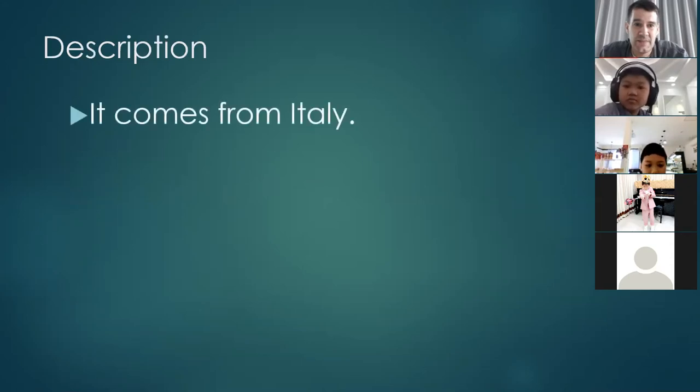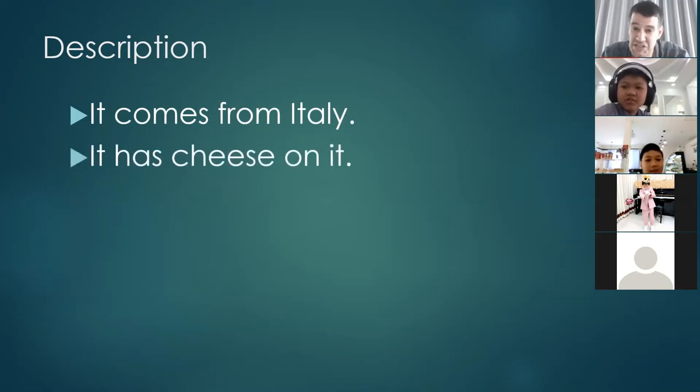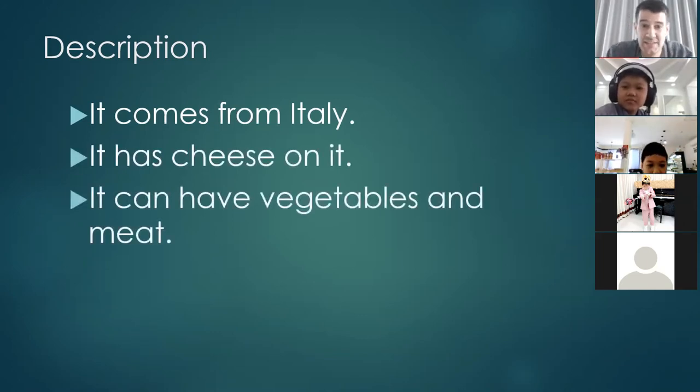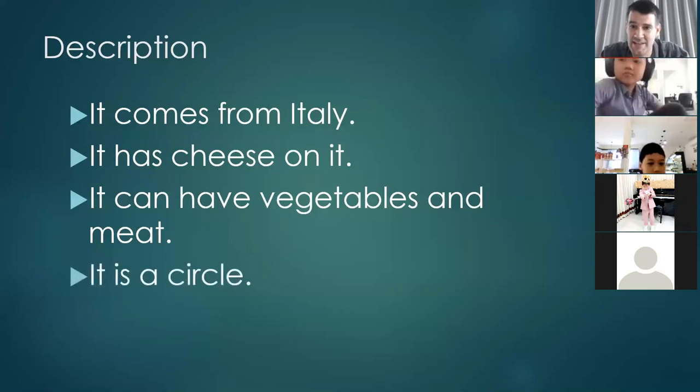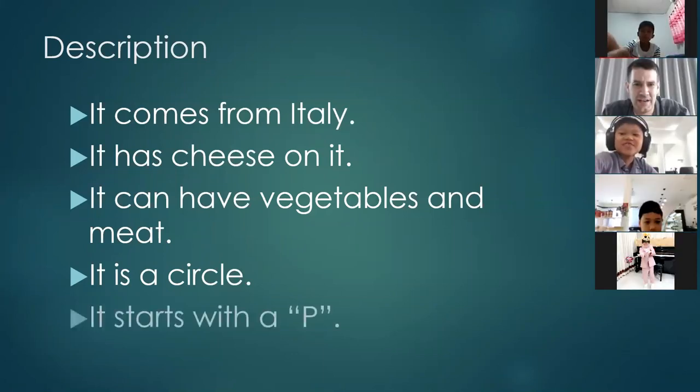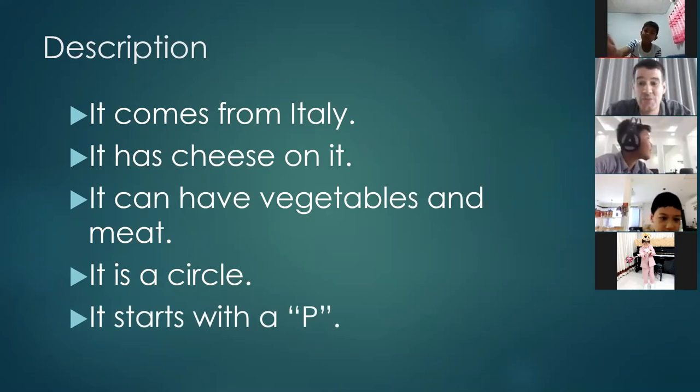So next one. It comes from Italy. So another Italian food. It has cheese on it. It can have vegetables. It can have meat. It can have anything you like on it. And it is a circle. So do you know what food this is? And it starts with a P. So can you write in the chat what food this is?